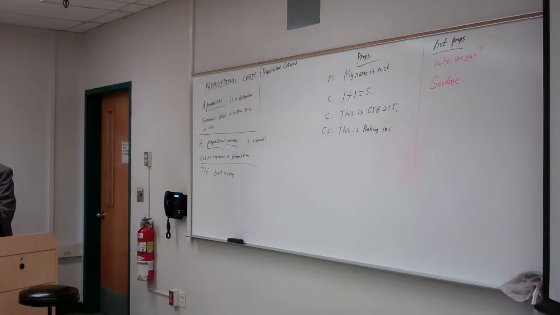So propositional calculus, how old do you think this is? 5,000? Yeah, so this was Aristotle, 300 BC, who tried to formalize this.